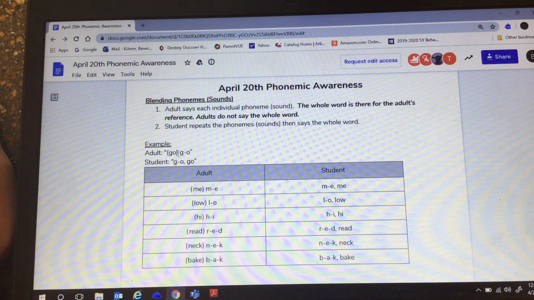So for example, if the adult is looking at this, the adult's going to go g-o, g-o. And the student will say g-o, and then they have to blend it together. They have to say g-o, go. Now, the reason I think this may be confusing for some adults is that when you look at g, okay, we all know we say g for this letter, but when we see the letter O, of course, in kindergarten, students are taught, when you first start to learn, the sounds that letters make.